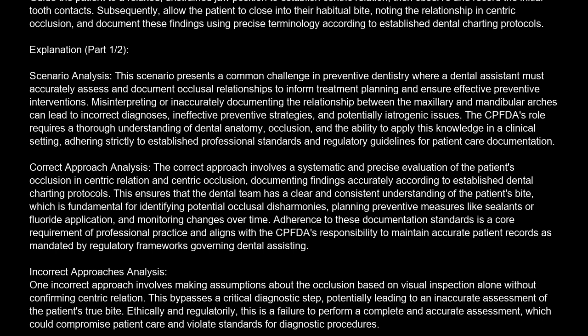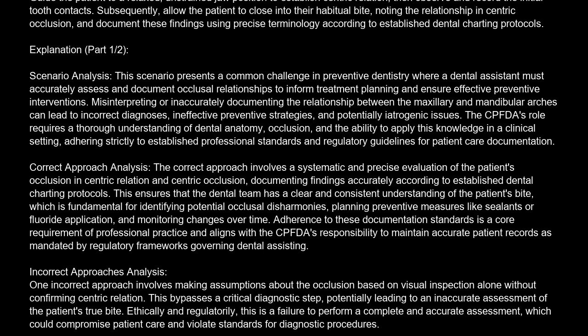Misinterpreting or inaccurately documenting the relationship between the maxillary and mandibular arches can lead to incorrect diagnoses, ineffective preventive strategies, and potentially iatrogenic issues. The CPFDA role requires a thorough understanding of dental anatomy, occlusion, and the ability to apply this knowledge in a clinical setting, adhering strictly to established professional standards and regulatory guidelines for patient care documentation.